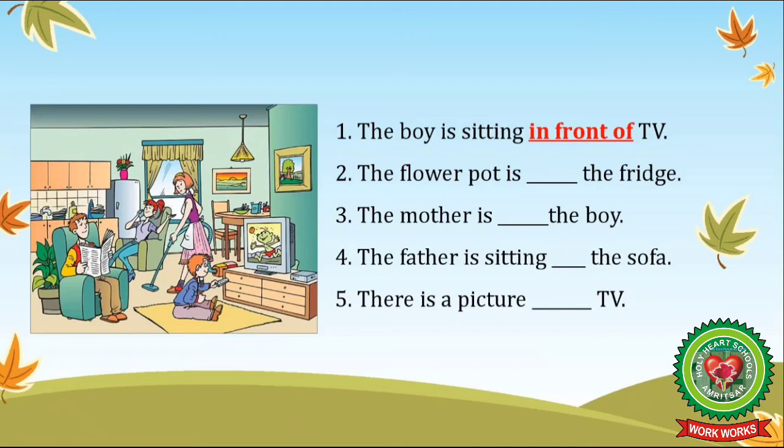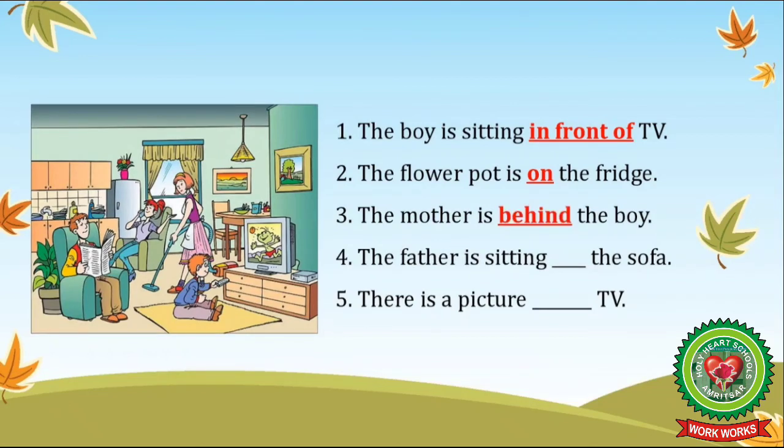Number 2. The flower pot is dash the fridge. Now again give a look and just say the answer. Let's check it out. On. The flower pot is on the fridge. Number 3. The mother is dash the boy. Again look at the picture and give the answer. Let's check it out. Behind. The mother is behind the boy.